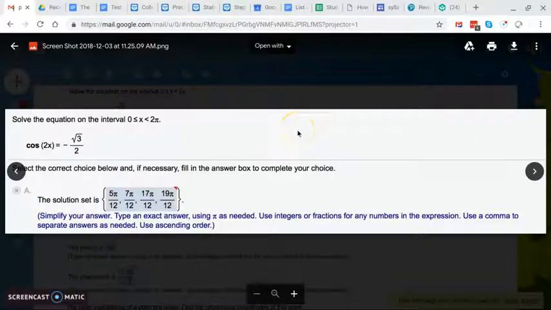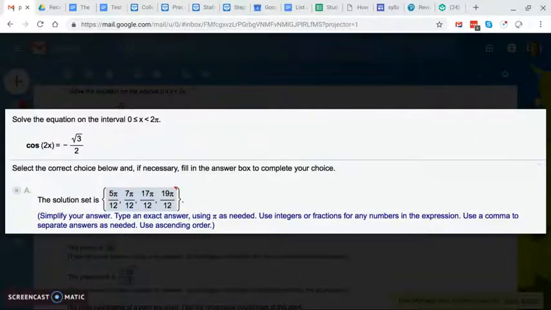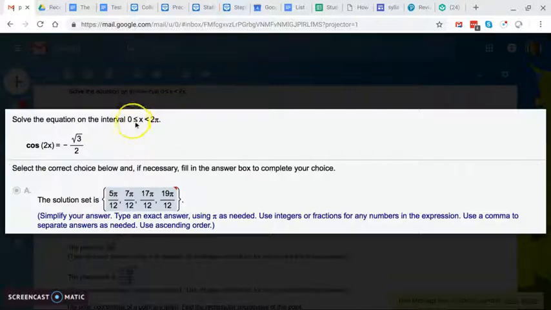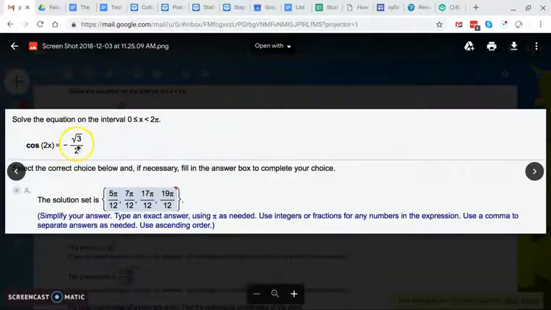Okay, this is question 9 on the sample final. Here we have an equation, cosine of 2x is equal to negative square root of 3 over 2. And we're supposed to solve that on the interval from 0 to 2 pi. Notice that there'll be tons of angles that will give you negative square root of 3 over 2, because the cosine function is periodic and goes on forever and ever.